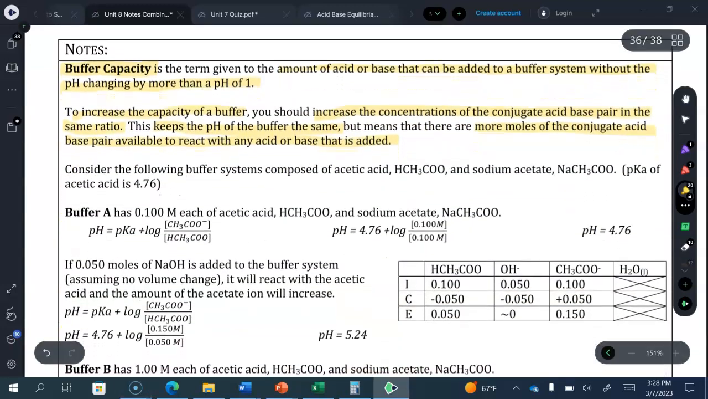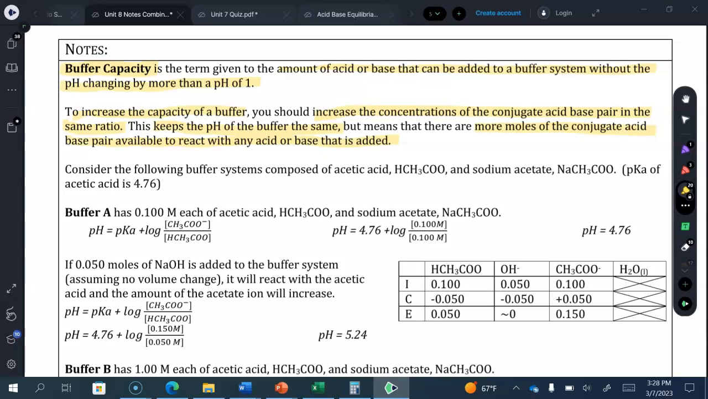So in this, we're going to look at buffer capacity, and this is a term given to the amount of acid or base that can be added to a buffer system without the pH of that system changing by more than 1. So to increase the capacity of a buffer, to allow it to resist pH change better, you should increase the concentration of the conjugate acid-base pair in the same ratio.